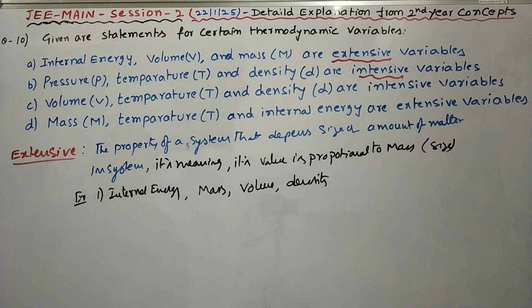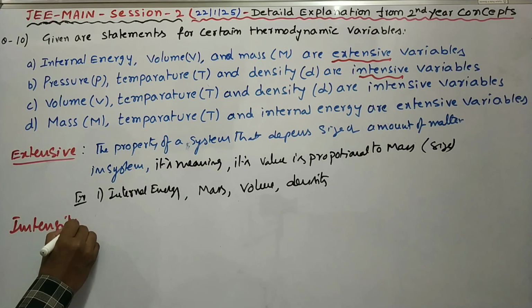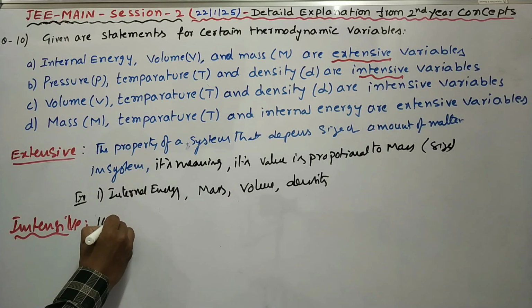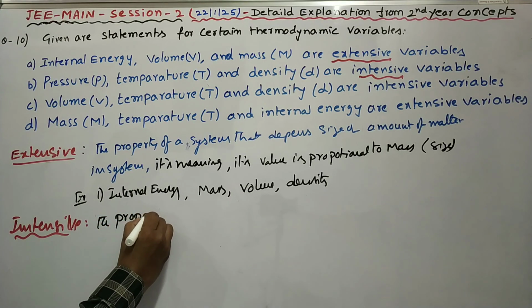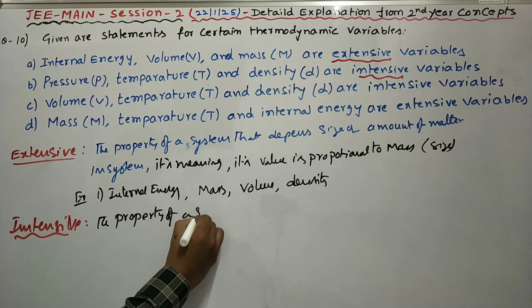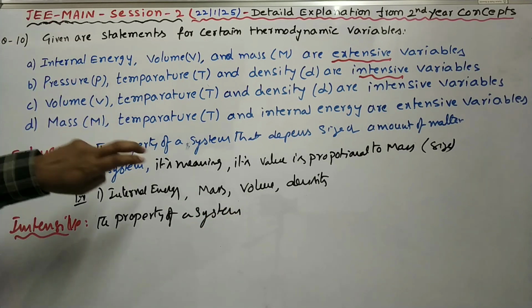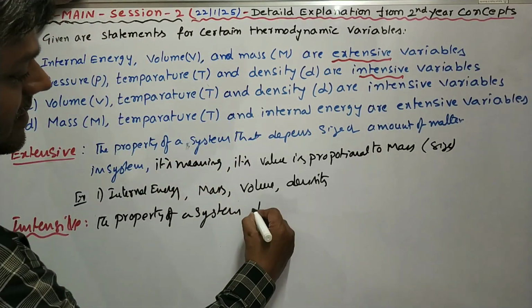Next one is called intensive variables. What is intensive? Intensive variables are properties. These are the properties of a system that do not depend on the amount of matter.